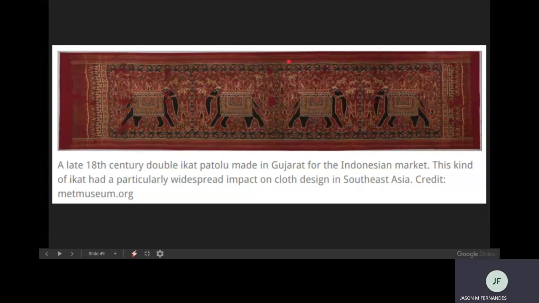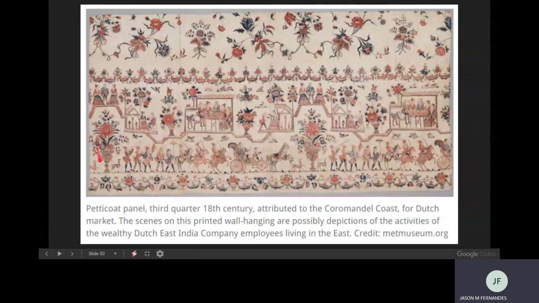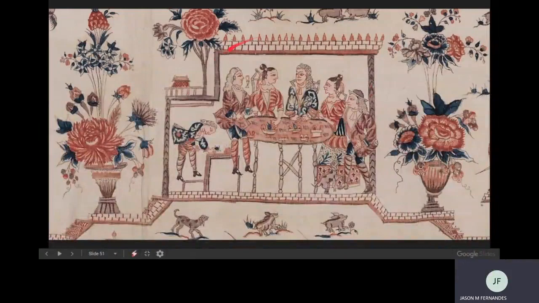And of course, as you move forward in time, they'll start producing for the European market, right? Very specifically for the European market. So this is from the 1700s, prior to the Industrial Revolution, when you have the British, the French, the Dutch, etc., working in the Indian Ocean to bring textiles back to Europe and sell them. So this is an example of something that was produced for the Dutch, right? And you can see it, right? You zoom in on it and you can see these Europeans here, right?